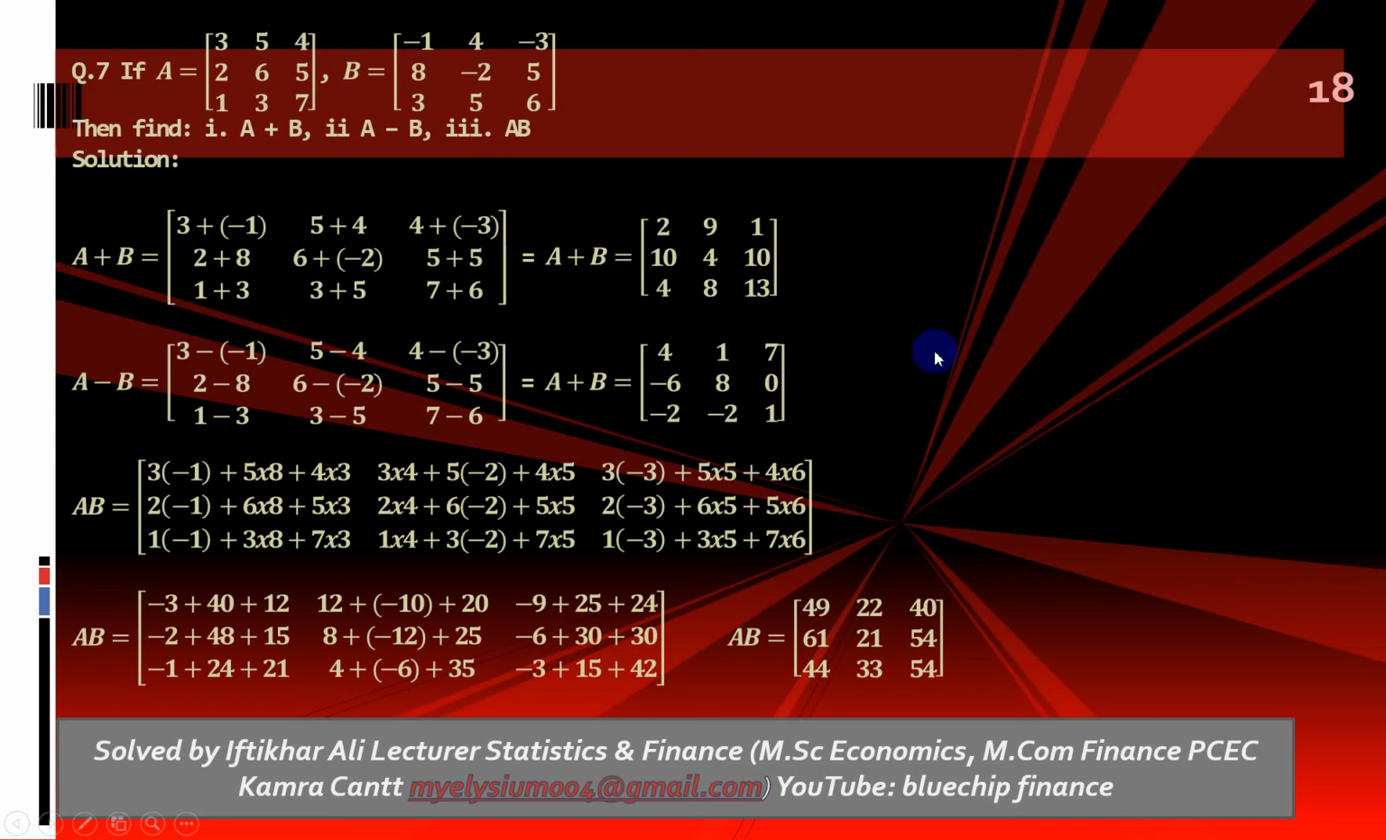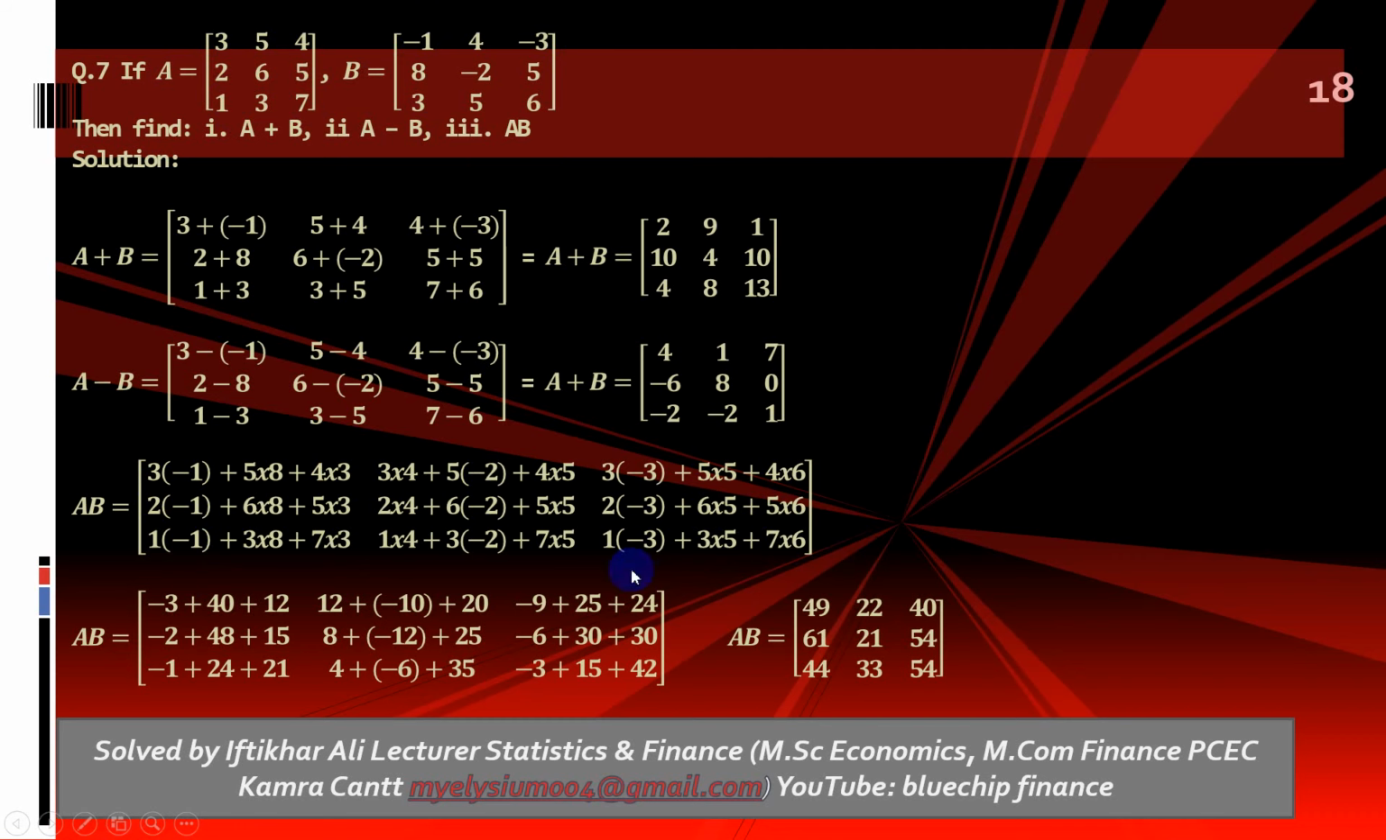Multiplication is already done in the previous paper, but once again I can tell you: first row multiplied by first column, given here. After that, first row multiplied by second column, and first row multiplied by third column. Second row multiplied by first, second, and third column. And finally third row multiplied by first column, second, and third column, and all the calculations are given here.